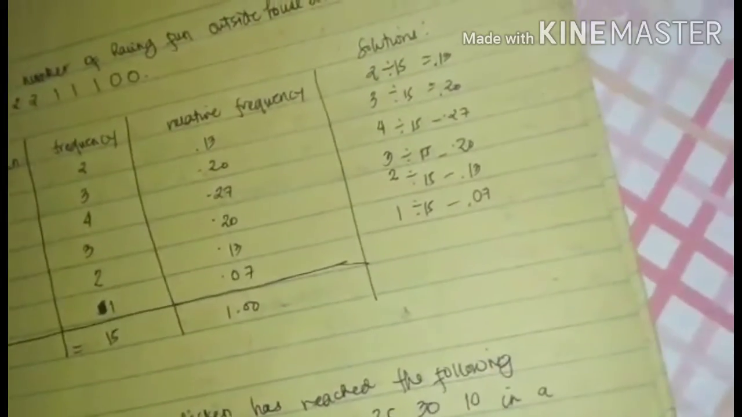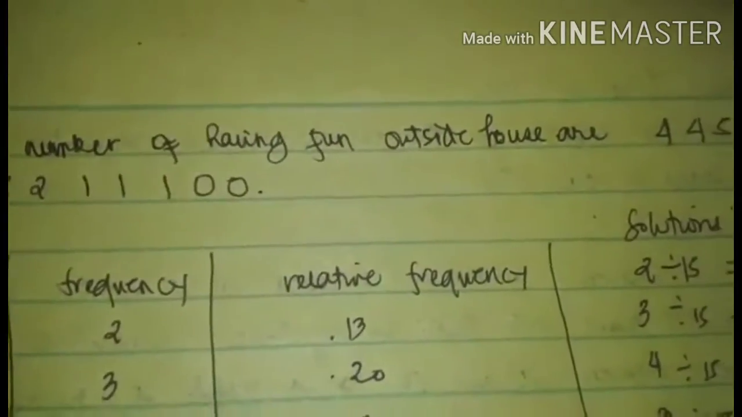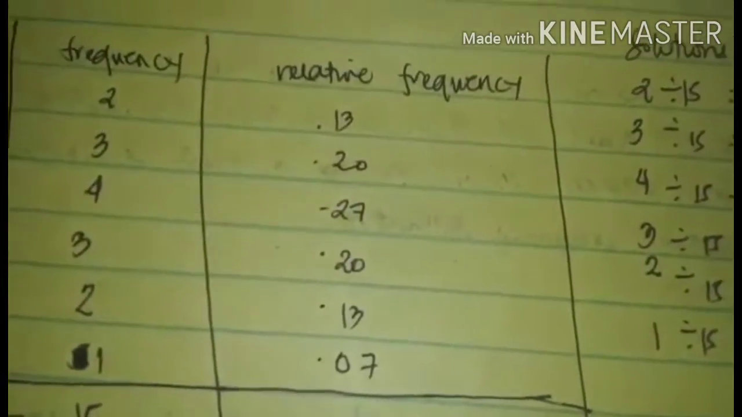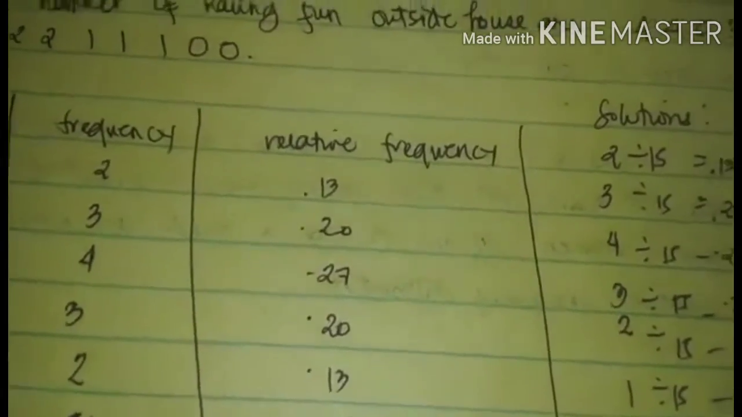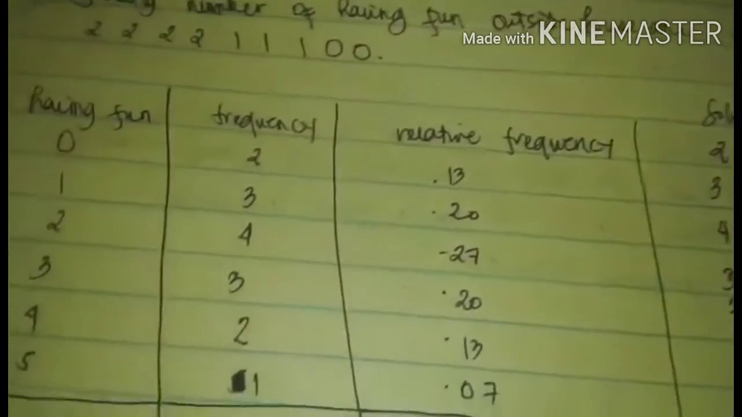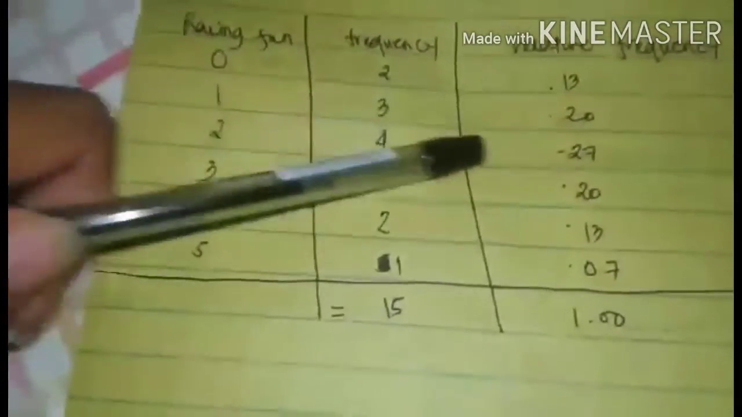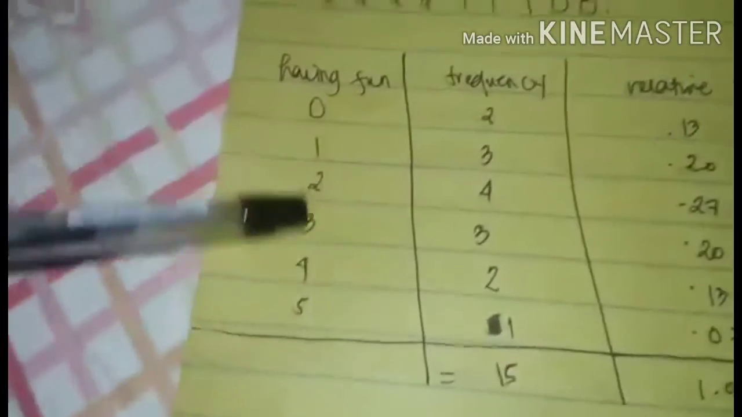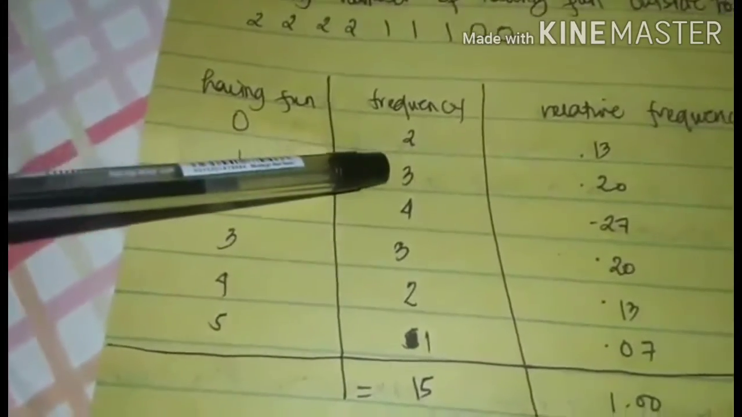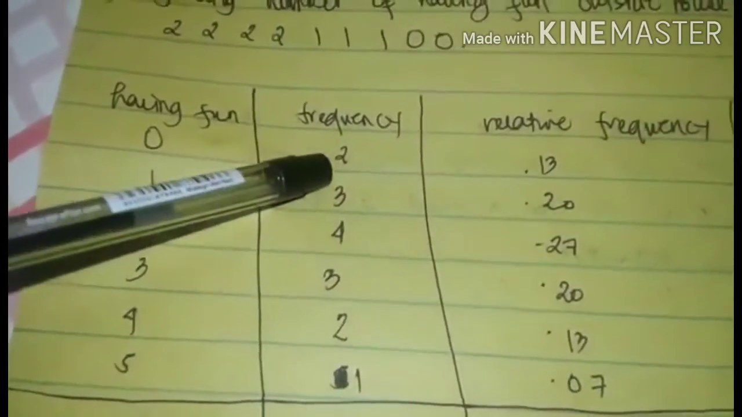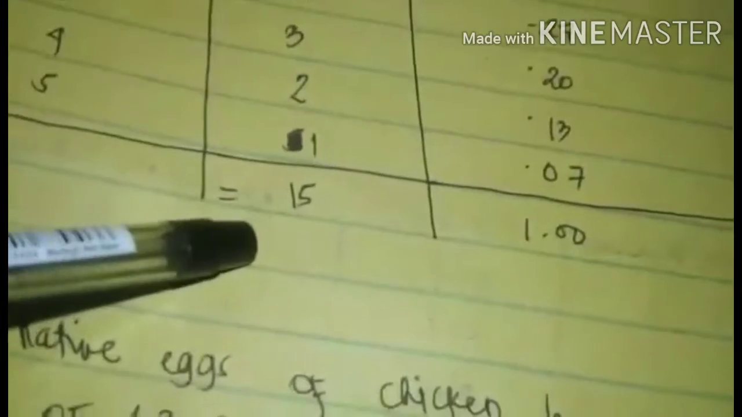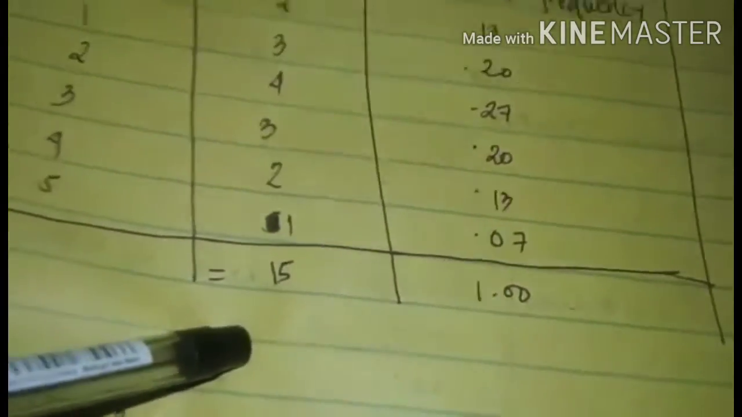For the second, my daily number of times having fun outside home are 4, 4, 5, 3, 3, 3, and 2, 2, 2, 2, 2, and 1, 1, 1, and 0, 0. So we have the table 0 to 5. The frequency is the number of times each value appeared. So we have a total of 15.